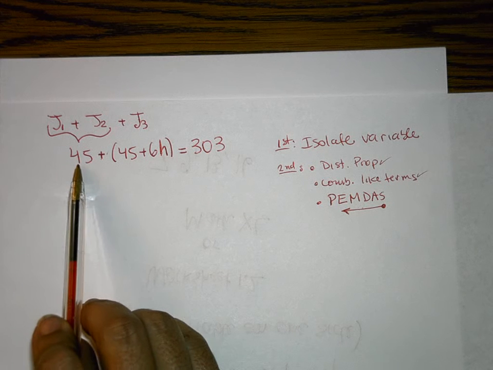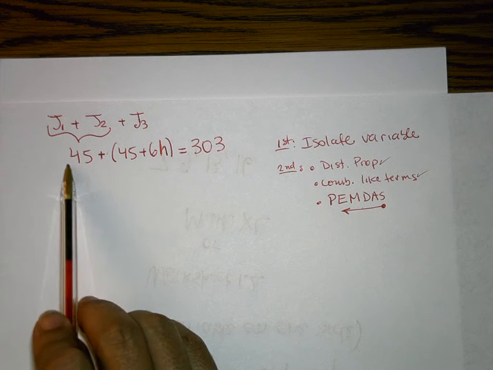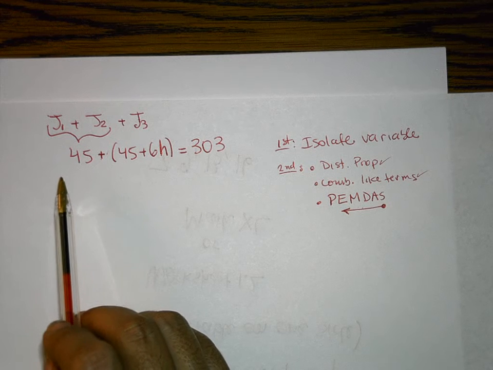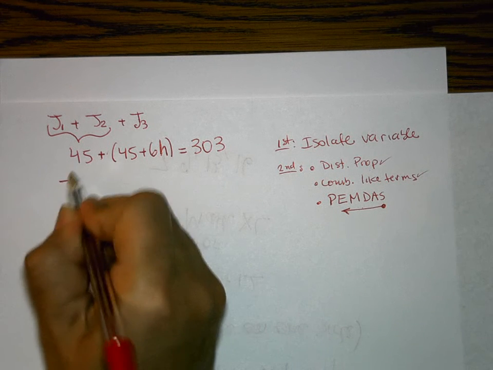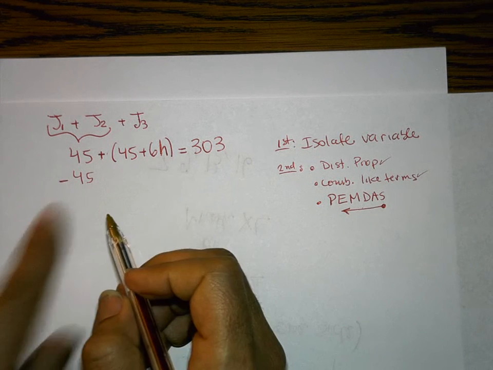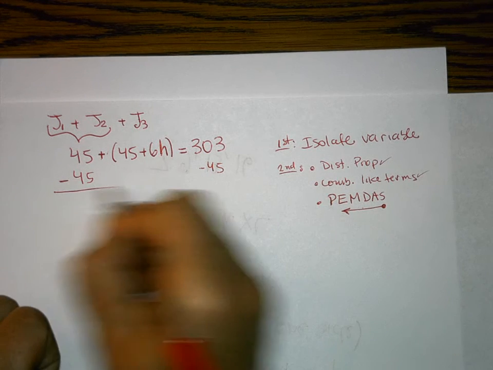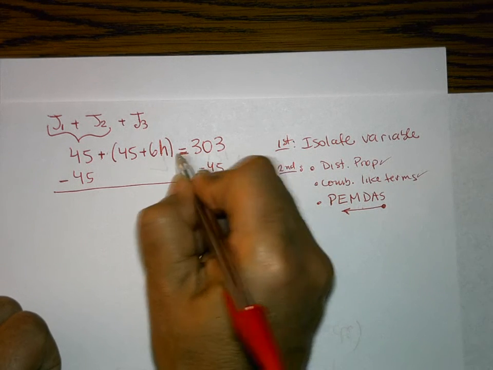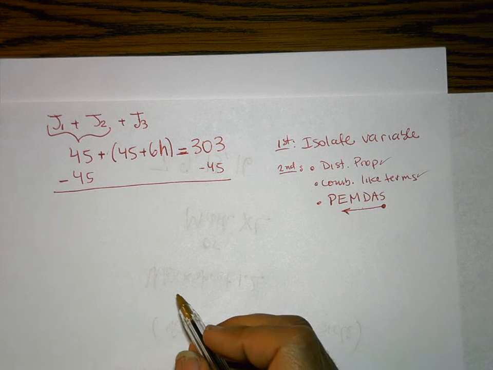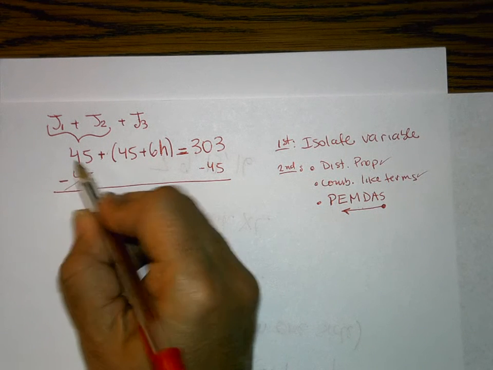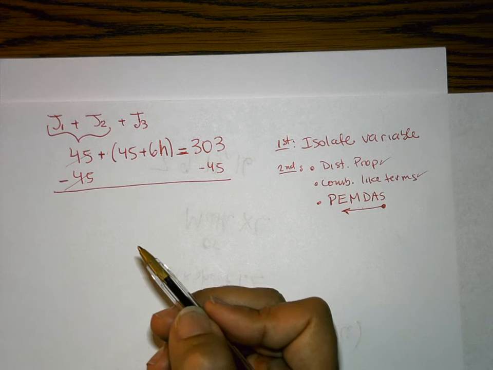The first thing I see is a positive 45. So I'm going to undo this positive 45 by subtracting 45. If you subtract it from the left, you better subtract it from the right, okay? That is something that we do when we have an equal sign in the middle. So now I don't have a 45 here anymore, because positive 45 minus 45 is 0.